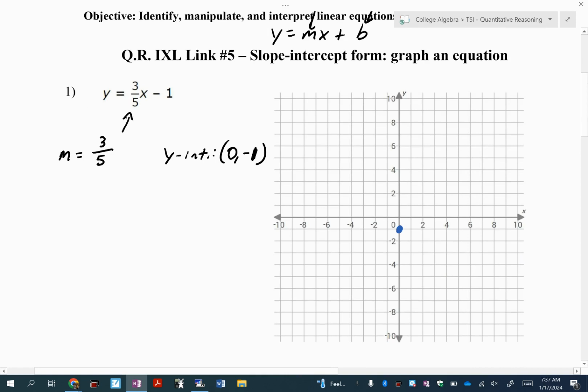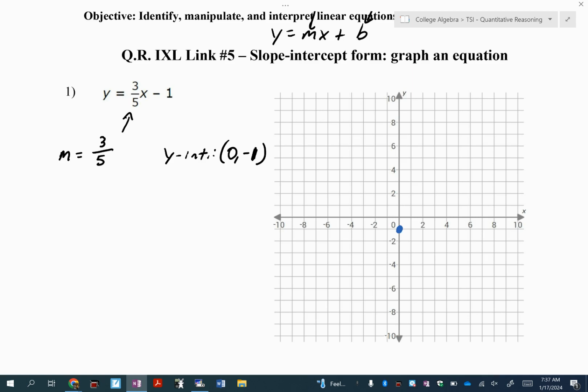Now, remember when you do this on IXL, it's going to allow you to graph a point and then count, like click a point. Click this, then you're going to count your slope, click the next point, and it will make the line for you. All right, so you don't have to actually draw it. It'll do it for you.